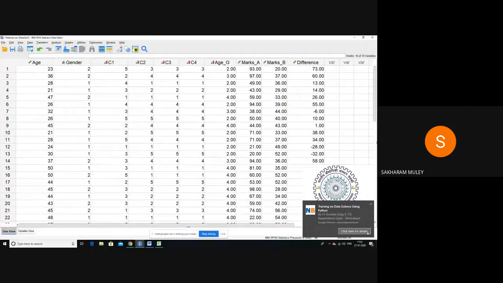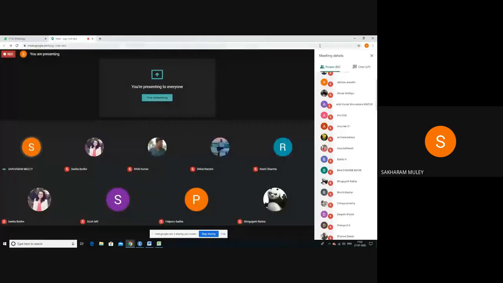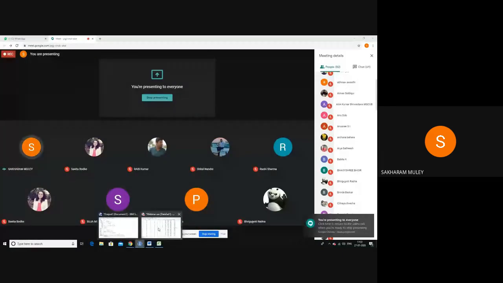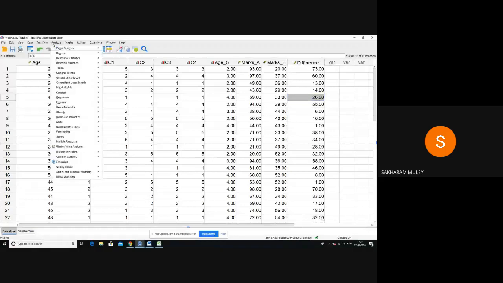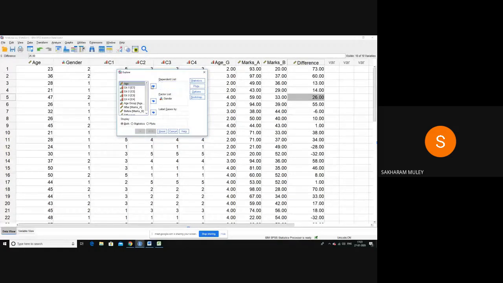So this is your difference. Difference is 93 minus 20, 97 minus 37, and so on. If you want to test normality for this paired data, then you have to find the difference first. Then you have to go for descriptive statistics, explore. Those who have not understood how to go for a difference test: I don't want to compare male and female now, I want to compare before and after. So only a single variable, and I just want plots.